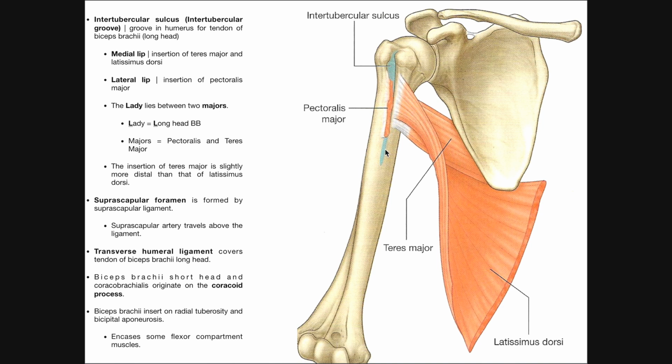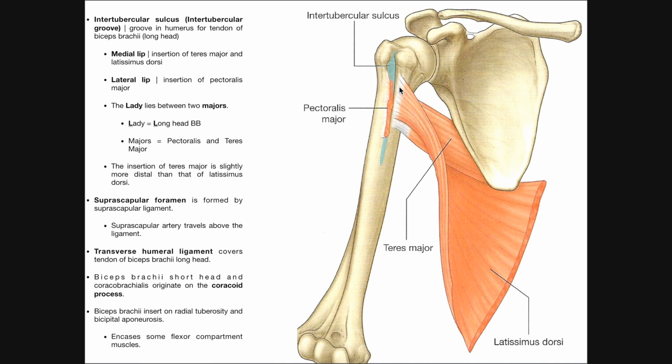Okay? Now, on either side of the groove, we have a lip. So if we have a groove here, then where it kind of comes up, there's going to be a lip on either side of it. This side over here is going to be the lateral lip on the lateral side of the groove, and over here we'd have the medial lip. On the lateral lip, you can see here that we have the insertion of pectoralis major. And then on the medial lip, there's actually two muscles that insert here. We have the latissimus dorsi and then the teres major.